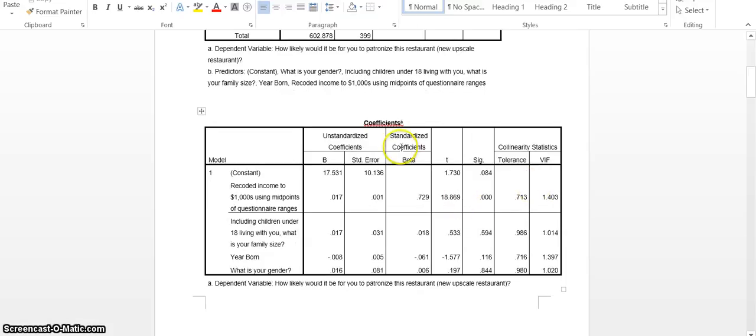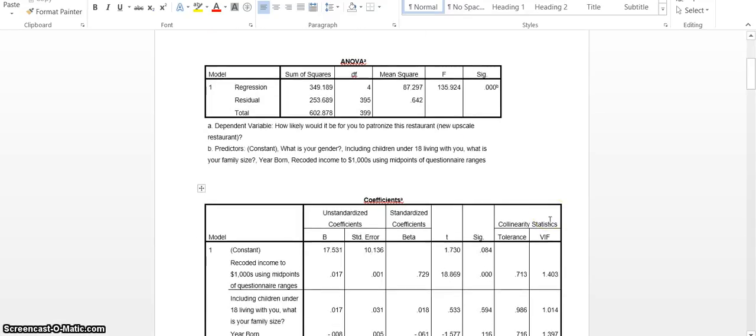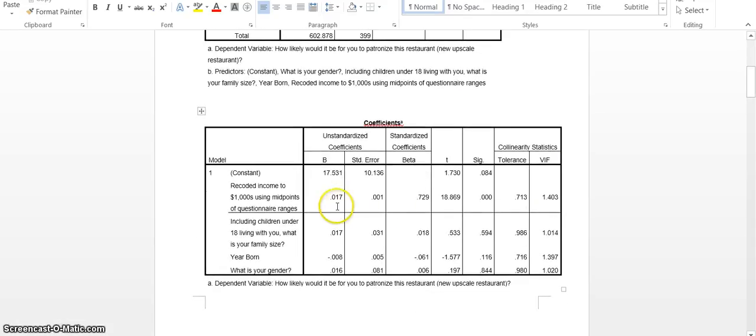The next thing you want to look at is the coefficient. Here it shows you the unstandardized coefficient and the standardized coefficient. For the unstandardized coefficient, this beta value tells you the unit increase. From here you can tell it's a positive relationship, so it's a linear relationship. So 0.017 means that for every $1,000 income increase, 0.017 unit would increase in the likability of going to the restaurant. This is how you interpret the unstandardized coefficient.